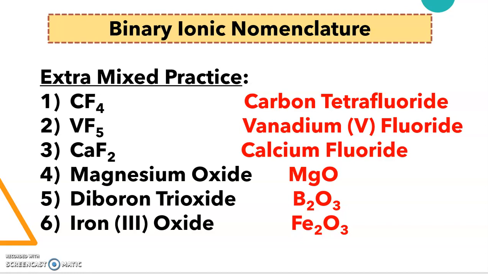Diboron trioxide, well, that's a covalent compound. The prefixes tell you exactly how many of each of those atoms you need. There is no crisscrossing with these, so it becomes B2O3. And finally, number 6 has that Roman numeral on the inside of it. That's the charge of the iron. You put that in and then crisscross it away, and it becomes Fe2O3.